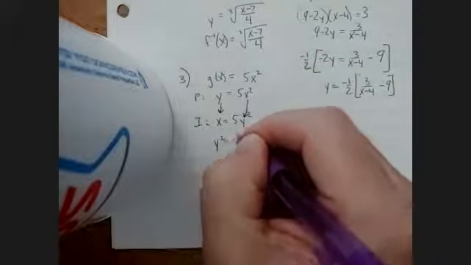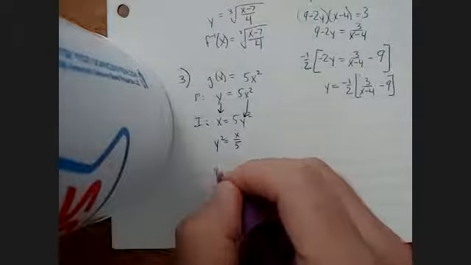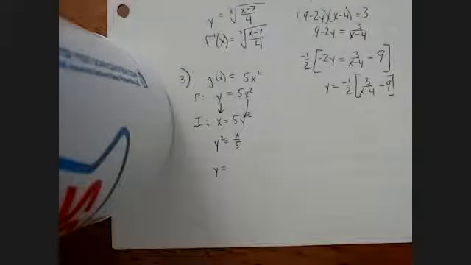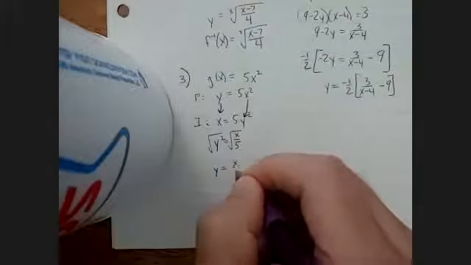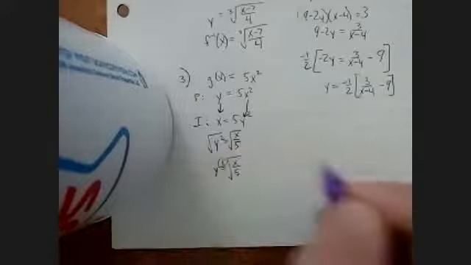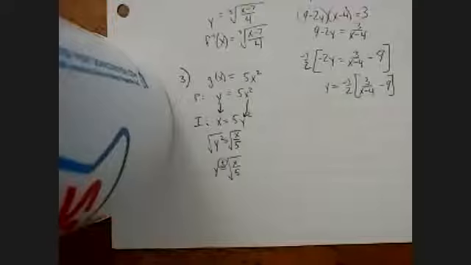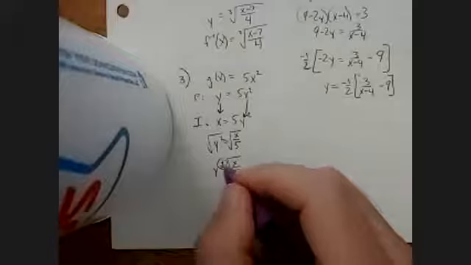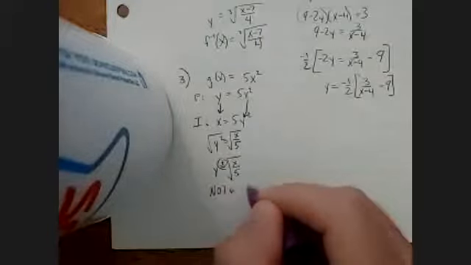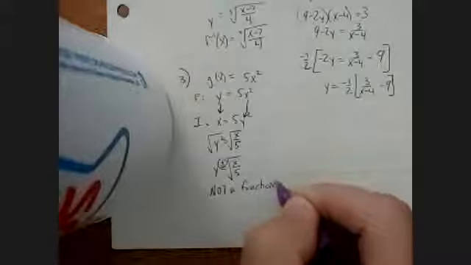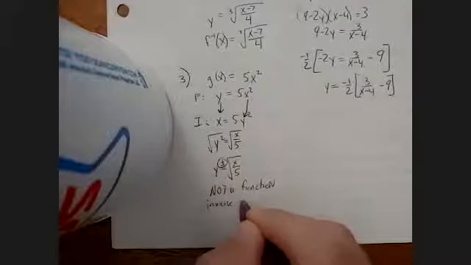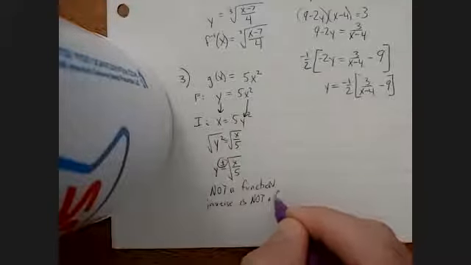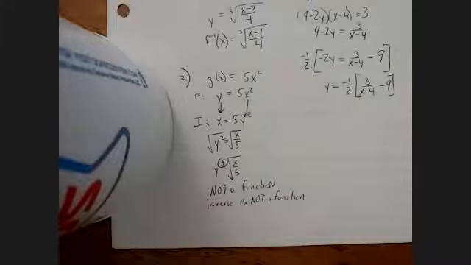So y squared equals x over 5. Square root both sides, but here's the big deal with this one. When you square root both sides, you've got to remember to put the plus or minus on there. And that's a problem because if you put plus or minus on there, you're no longer a function. We talked about this before. When that happens, that means this is not a function. So the inverse is not a function. The original was a function, but the inverse is not a function.